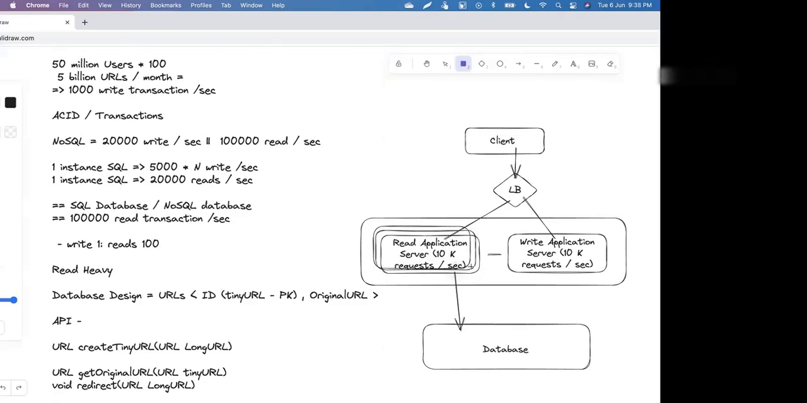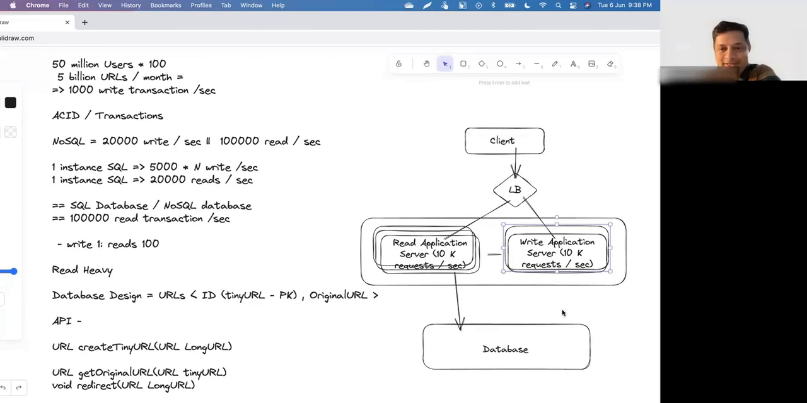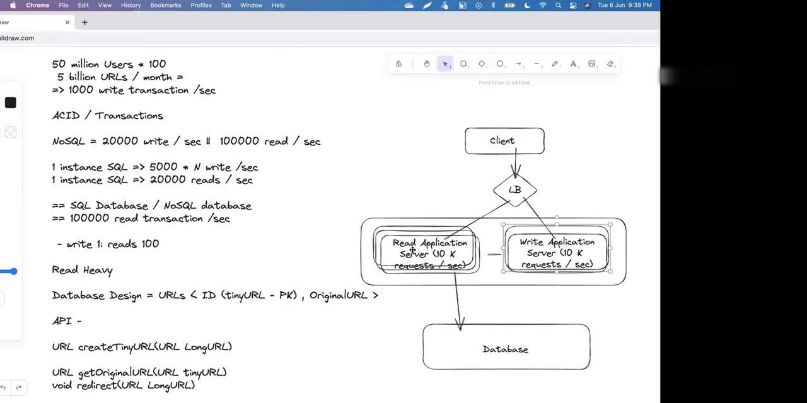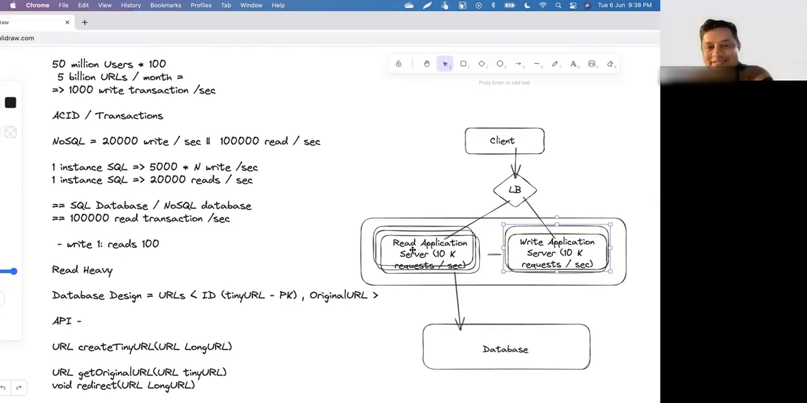Sir, which is more, read or write? Read is more. So this way, you will be able to scale better for read because you may put more servers for read, and for write, you may put fewer servers. You get flexibility and better scalability also.